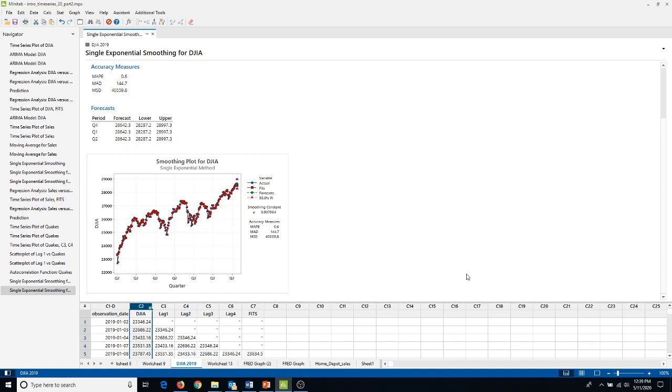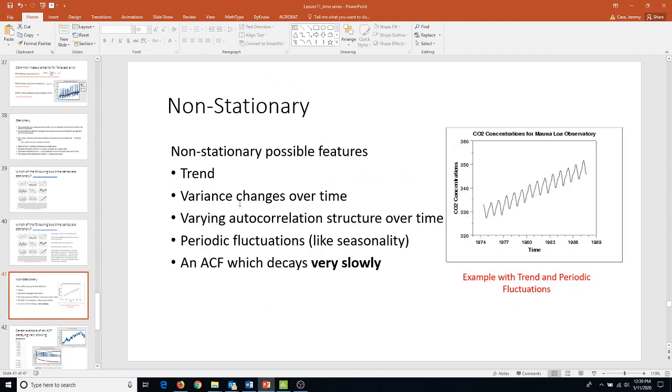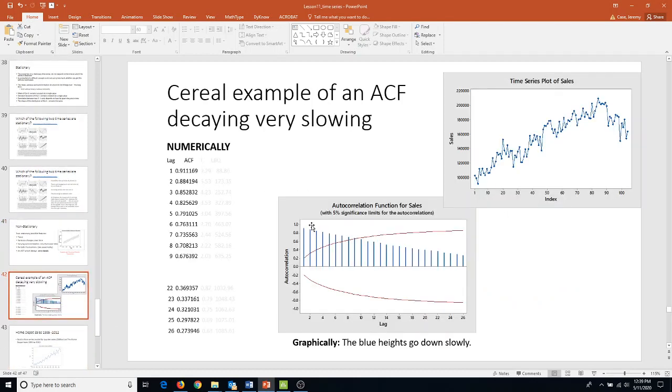Let me try one more topic while I'm here and talk a little bit about non-stationary. I'm just going to go through this very quickly. Non-stationary possible features: if you see a trend or variance over time, varying autocorrelation structure over time, or periodic fluctuation, or an ACF which decays very slowly, that gets outside those red lines many times. So here's something that decays very slowly. You've got like 6 or 7 blue lines outside of it.